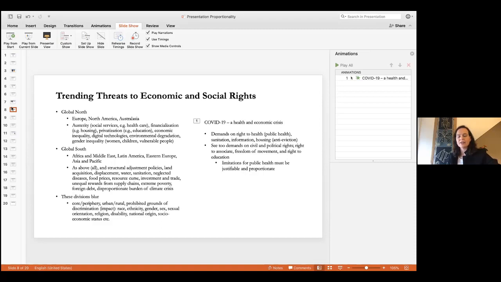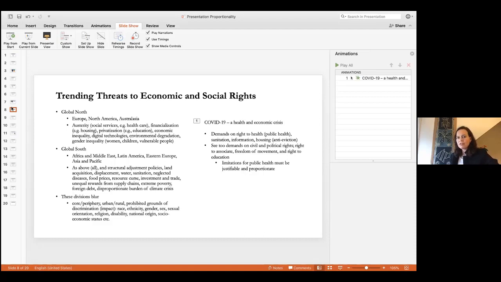It's worth stipulating that the divisions between the global north and the global south are noticeable in terms of available resources and the structure of the global economy. Nonetheless, they do blur, and you see transnational links between social movements in different places, and you see the impacts on vulnerable people often point to intersectional disadvantage, which is not uniform, but it sounds in race or ethnicity, gender, sex, sexual orientation, religion, disability, national origin, socioeconomic status, and these kinds of characteristics.